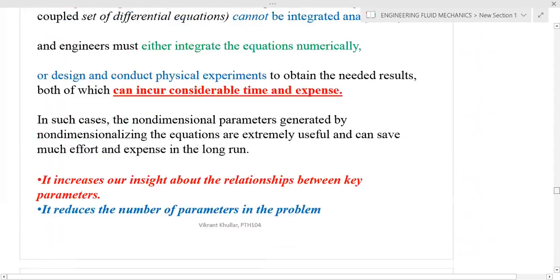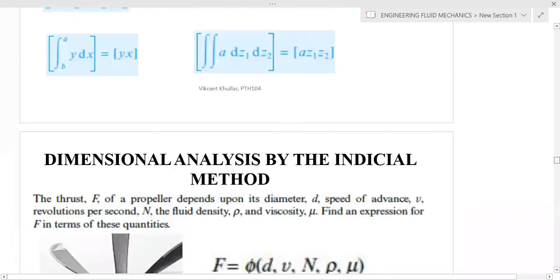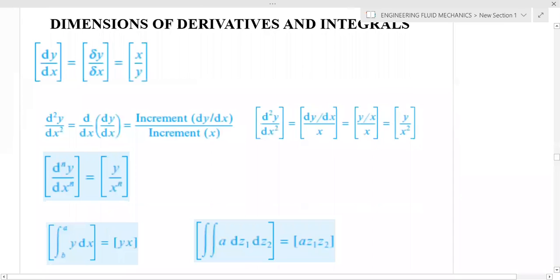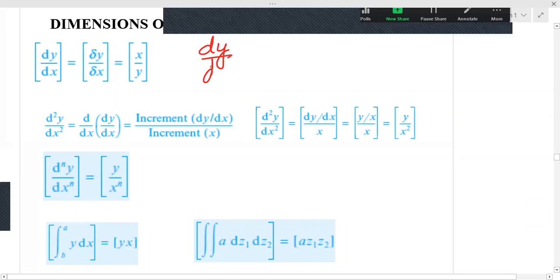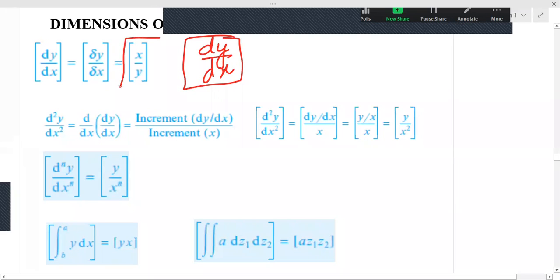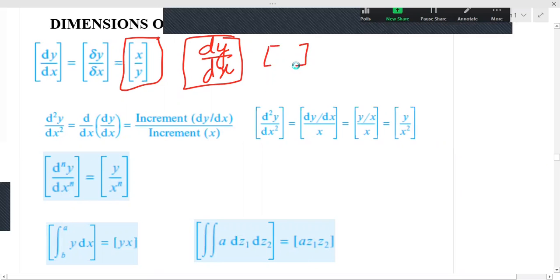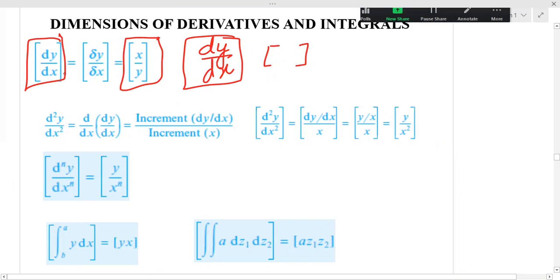So I have laid down here certain fundamental concepts so that you don't confuse when you try to non-dimensionalize. So what are the dimensions of derivative, first order derivative? What do you think? I've already written down here. What are the dimensions? Is this dimensionless or it has some dimensions? What are the dimensions of first derivative? Dimensionless, sir. This is dimensionless. What about second derivative?